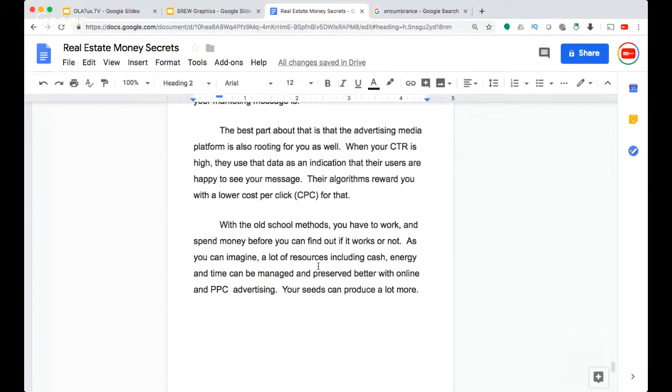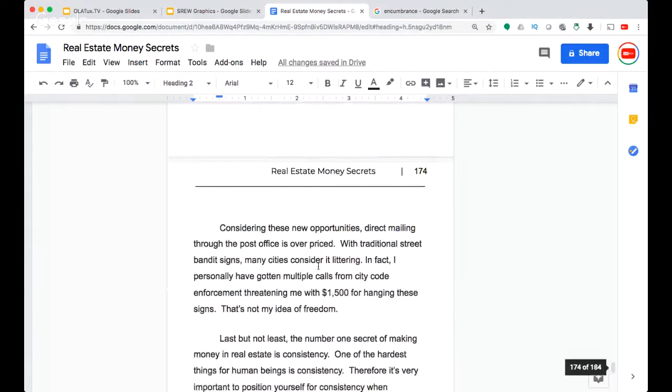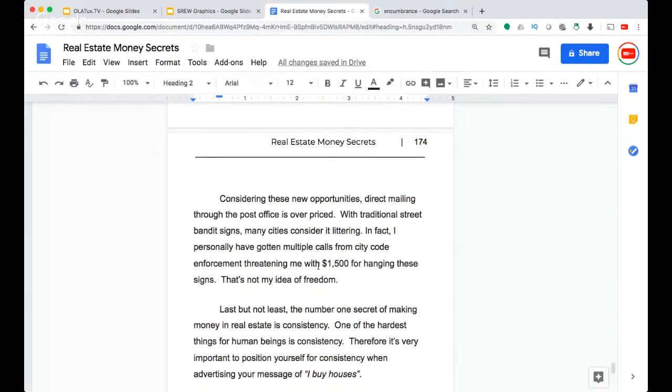With the old school methods, you have to work and spend money before you can find out if it works or not. As you can imagine, a lot of resources, including cash, energy, and time, can be managed and preserved better with online and PPC advertising. Your seeds can produce a lot more. Considering these new opportunities, direct mailing through the post office is also overpriced. With traditional street bandit signs, many cities consider it littering. In fact, I personally have gotten multiple calls from city code enforcement threatening me with $1,500 for hanging these signs. That's not my idea of freedom.